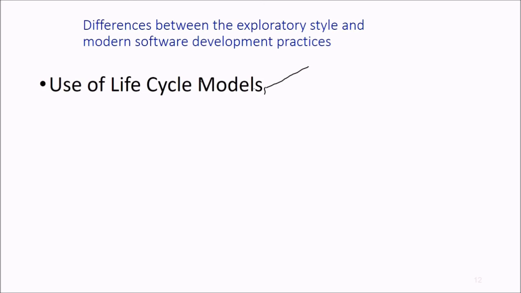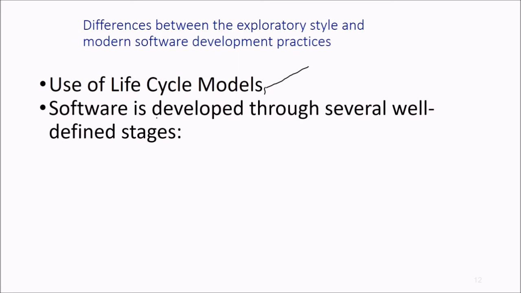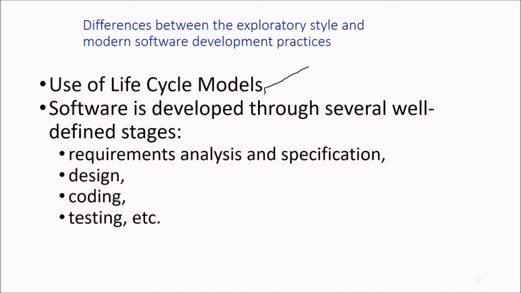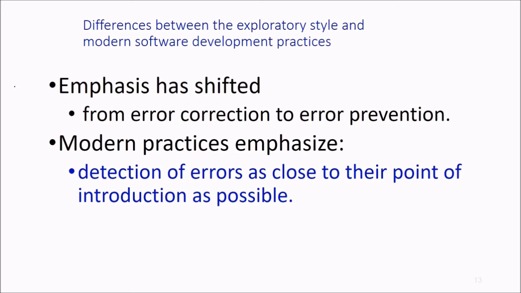Use of life cycle models. Now we use life cycle models. There are various well thought out, well planned stages of software development. We start with requirement analysis, then go to specification first and then design, then coding. This takes very little effort if the earlier phases are well defined and emphasized. Then once things are ready, testing is carried out. So emphasis has shifted from error correction to error prevention. We became more proactive rather than reactive.